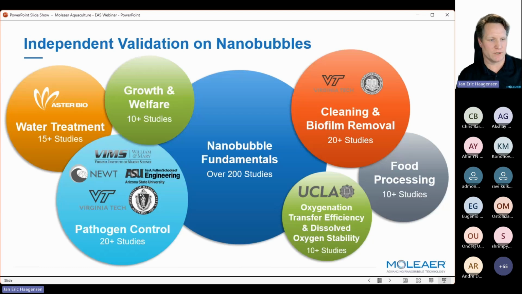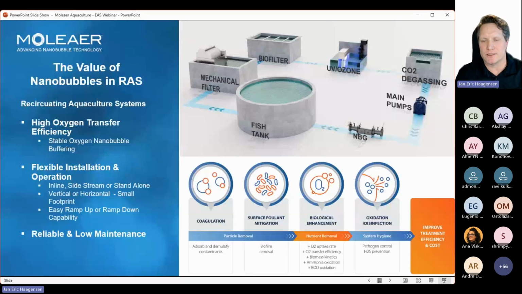Pathogen control has been very interesting, over 20 studies. And when it comes to the cleaning and biofilm removal, this scouring effect that I'll be talking about, there's a lot of available literature to that. And food processing, and of course, again, UCLA in regards to the oxygen transfer efficiency and the dissolved oxygen stability, over 10 studies.